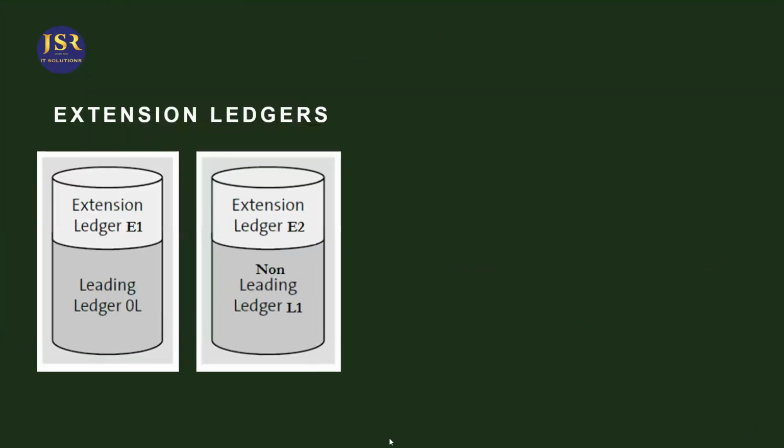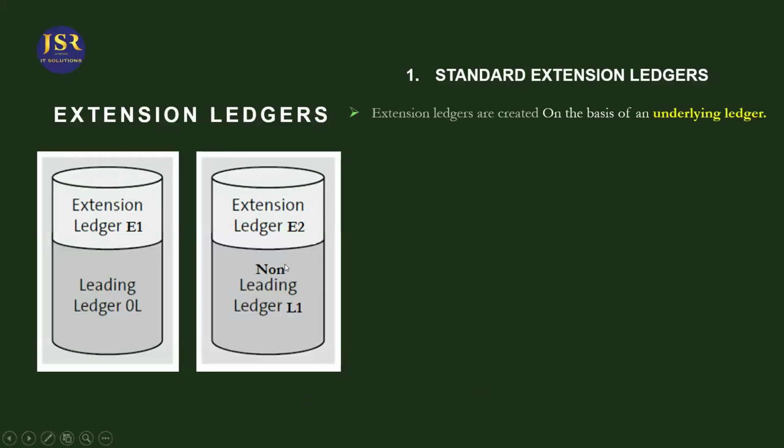If you see here is a standard extension ledger. In a standard extension ledger, you can see in the picture on the left side, I can create it on top of the 0L, I can create it on top of an L1. So you may get a doubt: why are we creating it on 0L, why are we creating it on L1?